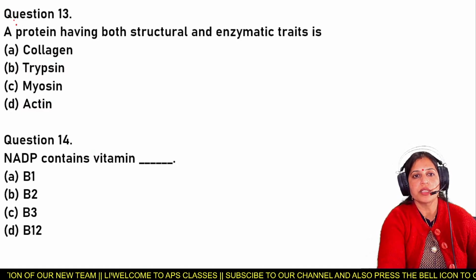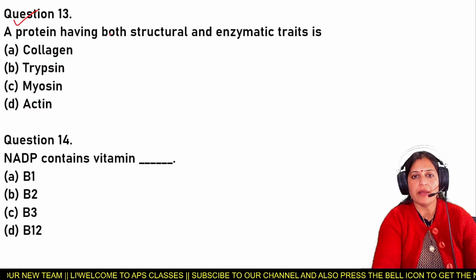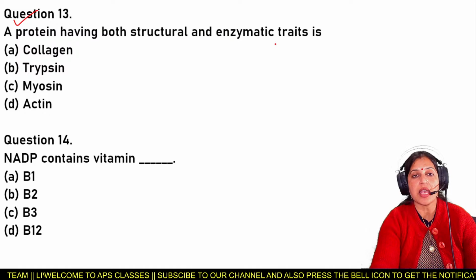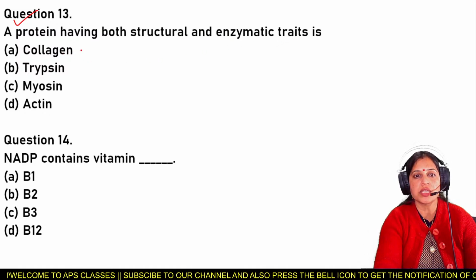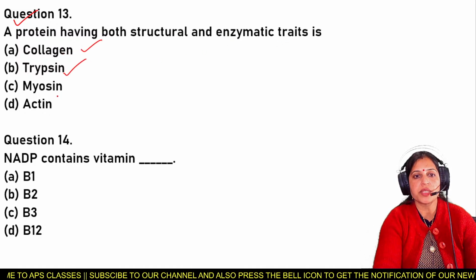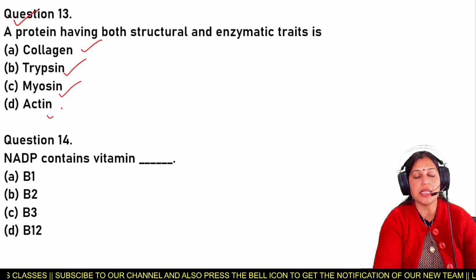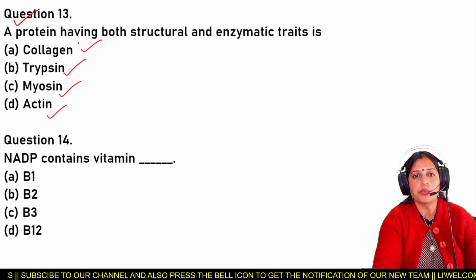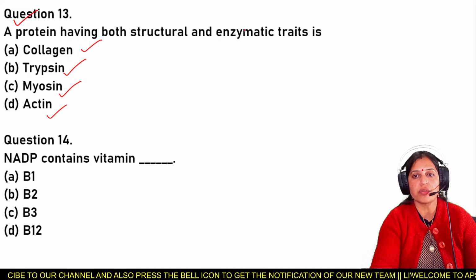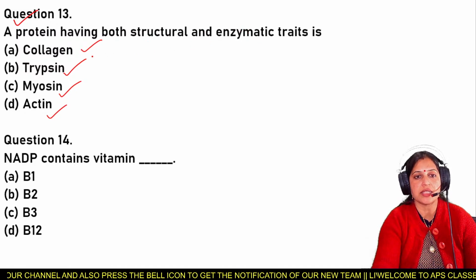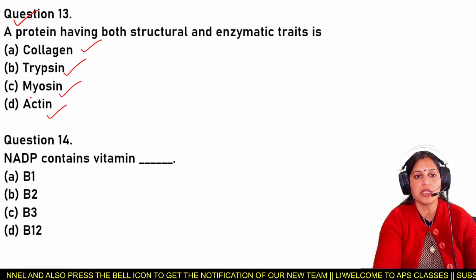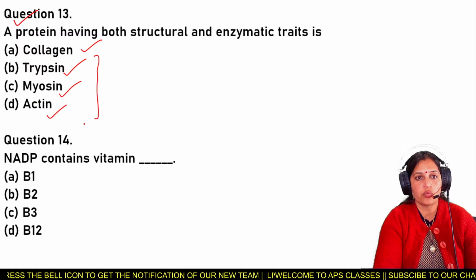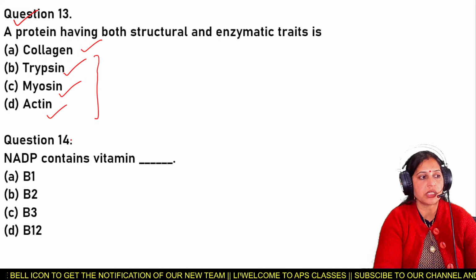Now shift to question number 13. A protein having both structural and enzymatic traits is: A. collagen, B. trypsin, C. myosin, and D. actin. A protein having both structural and enzymatic traits is either collagen, trypsin, myosin, or actin. So which is the right answer for question number 13?